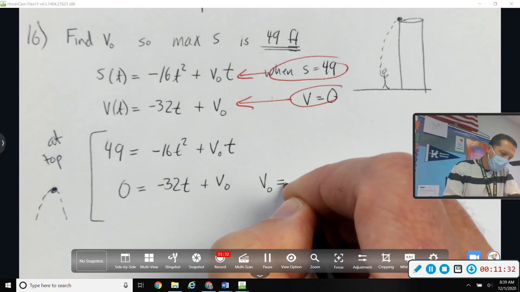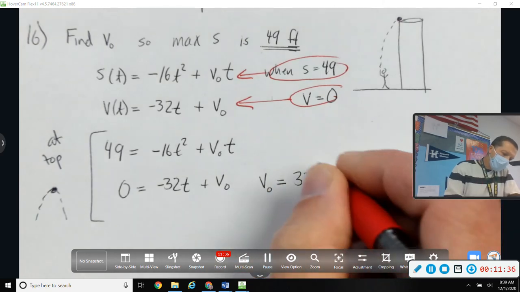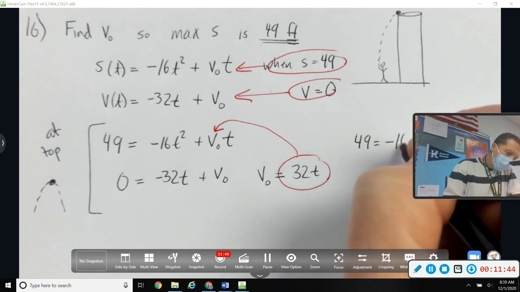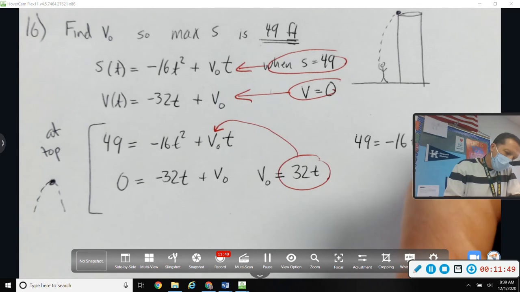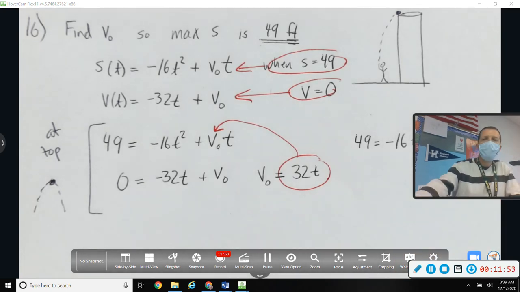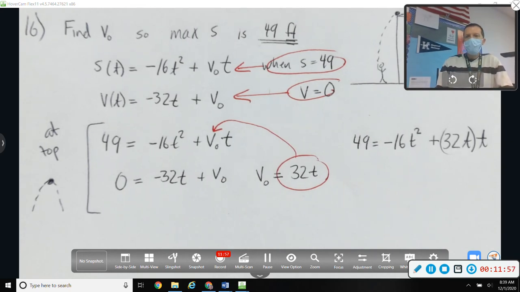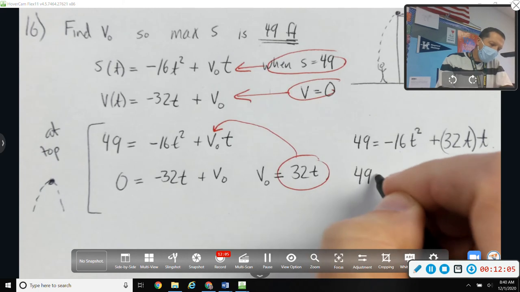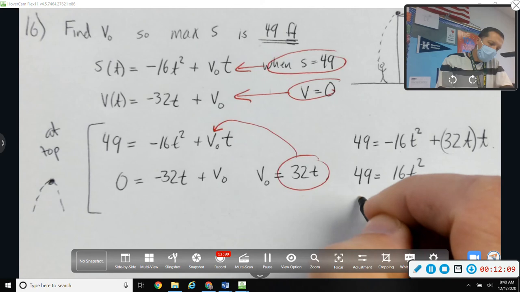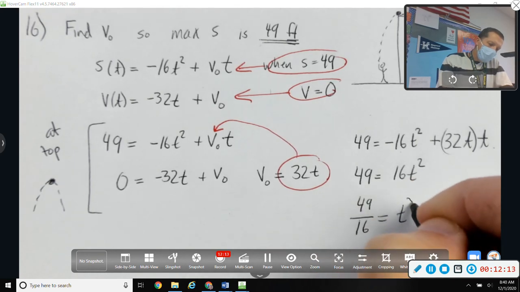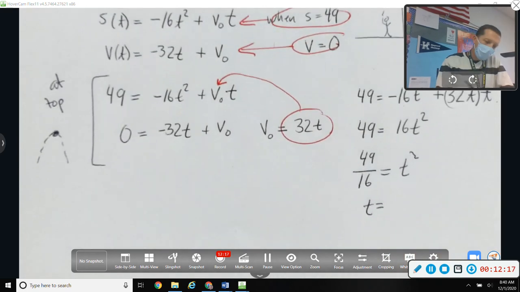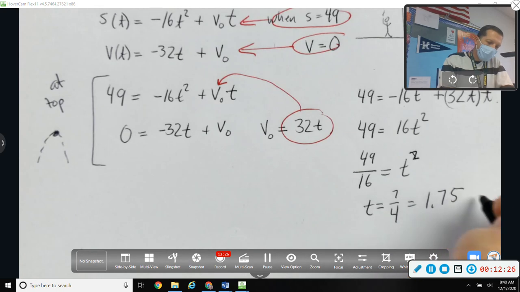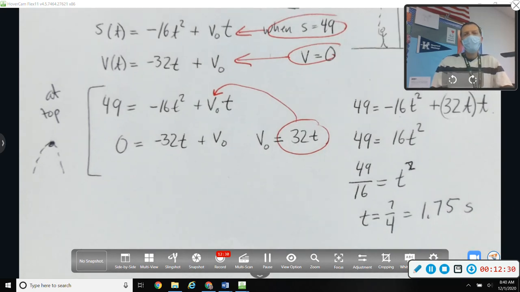Let's say that V0 is 32t. And plug that in for V0. So 49 equals negative 16t squared plus 32t times t. So that would be 32t squared minus 16t squared is equal to 16t squared. So t would be, this is an easy one to do without the calculator, 7/4 or 1.75. Oh, but that's not the answer to the question.